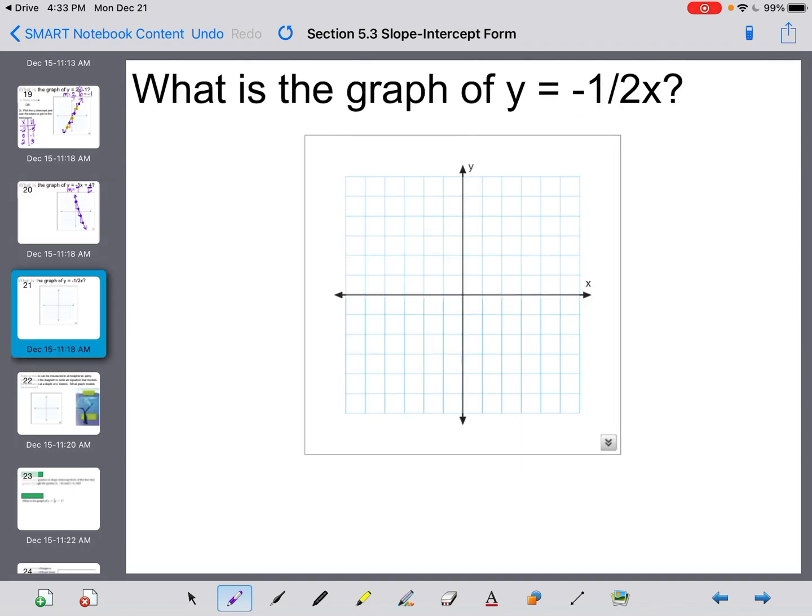All right, this one doesn't have a y-intercept. If there is no y-intercept, that's because it crosses the y-axis at 0, and we just don't write plus 0. So that means I get to put my first point at 0, 0. Then my slope is negative 1 over 2, so I go down 1 to the right 2. Down 1 to the right 2. Now if I want to finish the other direction, I have to go up 1 to the left 2. Draw my arrows.